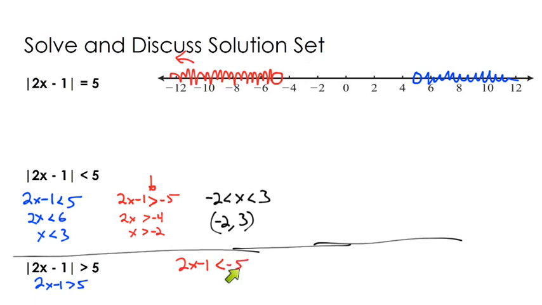So it's not that I just changed this to a negative, but I also have a symbol facing the other direction. Because all of these numbers are less than negative 5. Negative 8 is less than negative 5. Negative 12 is less than negative 5. That's how we represent these.